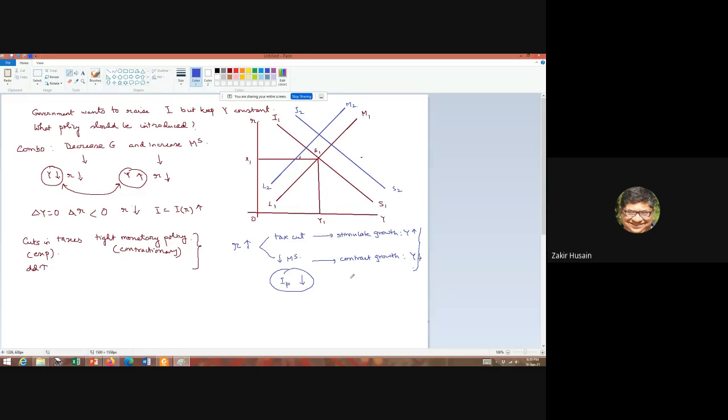I don't think they are going to reduce income. What is likely is that the increase in Y from here to here is tempered. Y doesn't go up much, or Y remains the same. So basically you're trying to control the growth process. There's no heating up of the economy. Okay, is it clear?